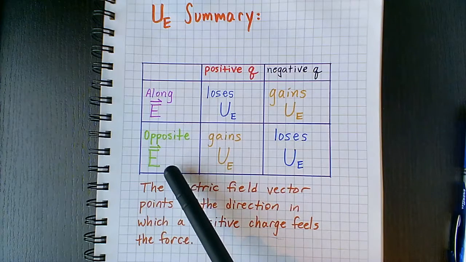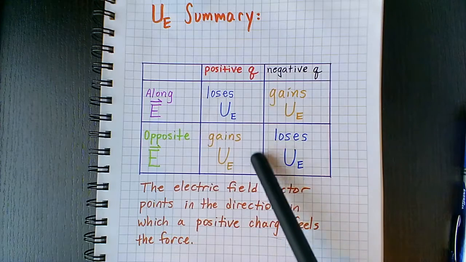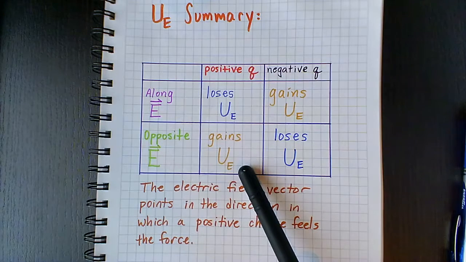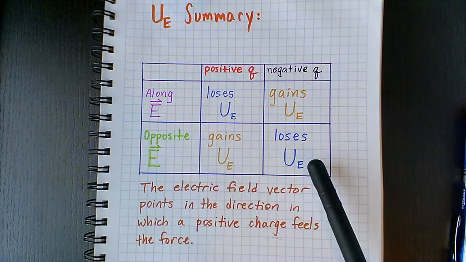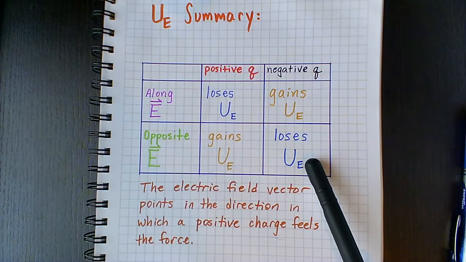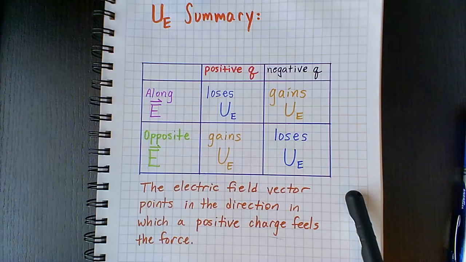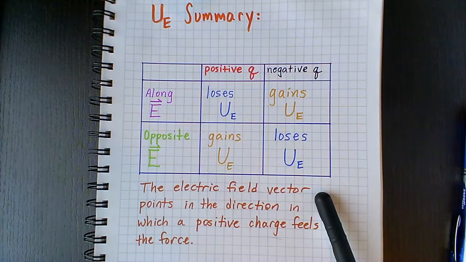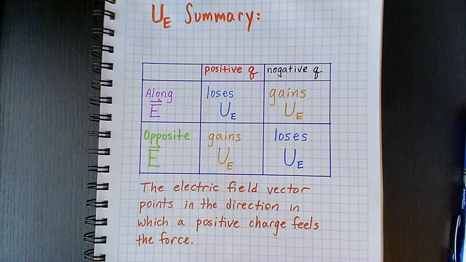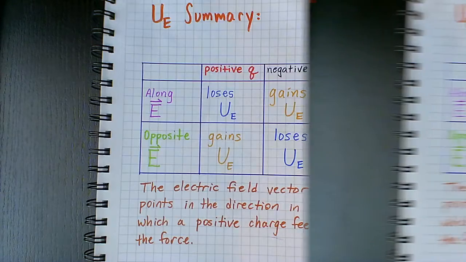Now, if the charge is moving opposite the electric field, as long as it's a positive charge, the system gains potential energy. And likewise, if it's a negative charge moving opposite the field, the system loses potential energy. Remember, this is because of the fact that the electric field vector points in the direction that a positive charge feels the force due to the electric field.